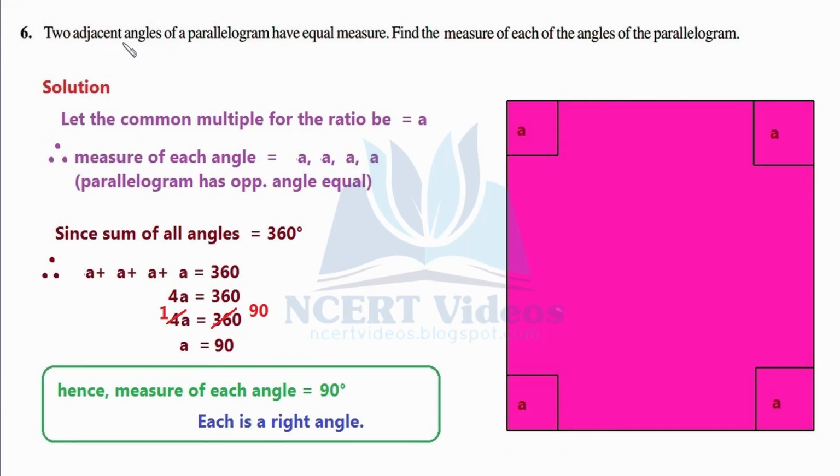Two adjacent angles of a parallelogram have equal measure. Find the measure of each of the angles of the parallelogram. Again, the same problem. The difference is this time we are not given the ratios. We are straight away given that adjacent angles of a parallelogram have equal measure. So what does it mean? It means all the four angles of the quadrilateral, or in this case parallelogram, will be equal to each other.